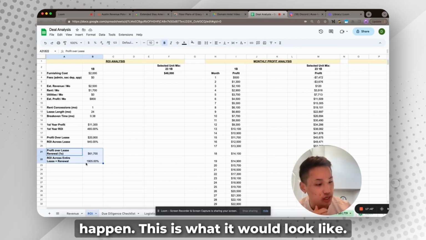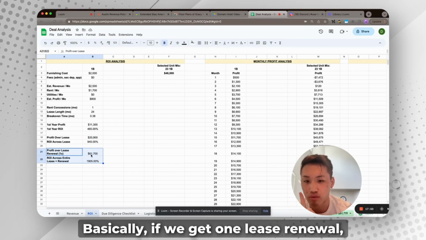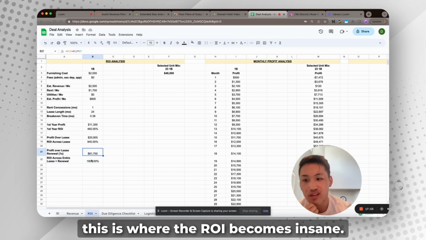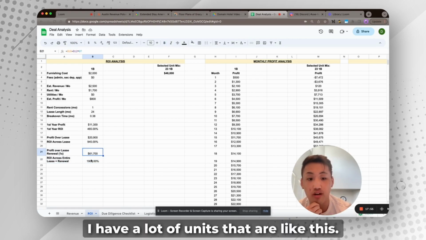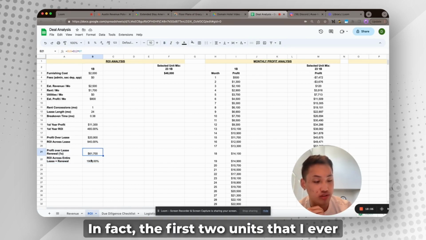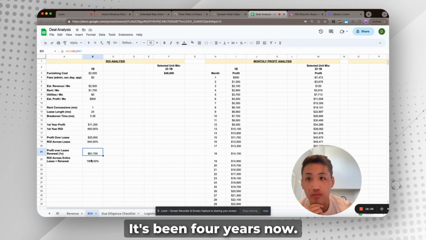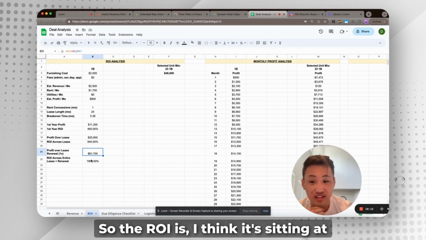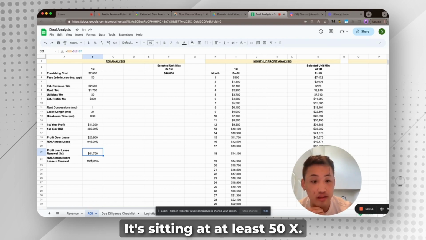Now, I don't really look at this, but it's nice to see what would happen. This is what it would look like basically if we get one lease renewal, another 24 months on top. Then this is where the ROI becomes insane. Now, I have a lot of units that are like this. In fact, the first 2 units that I ever leased, I still lease them to this day. It's been 4 years now. So the ROI is, I don't even know, man. It's sitting at least 50x.